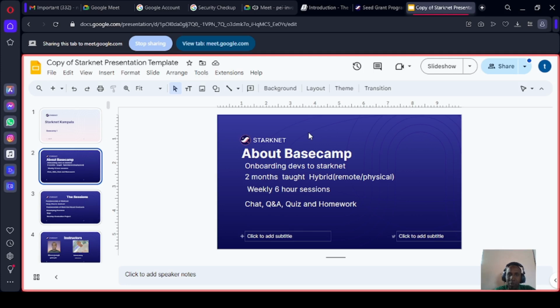Our local meetups in regards to the Basecamp will be institution based. For example, we are mostly targeting people at institutions of higher learning like universities. There we shall be meeting physically on Saturdays from 10 a.m. East Africa time for a period of about 2 to 3 hours. It's 2 months, and as I said, weekly 6 hour sessions, that means 3 days per week.